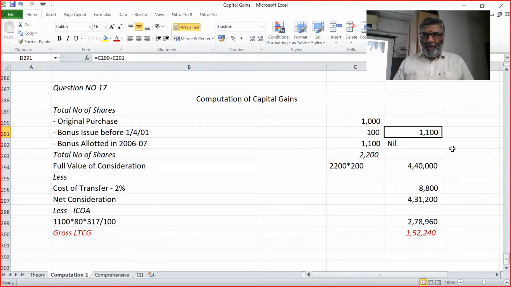Arun Jaitley, finance minister, when he took over, he said, "No more will I make any retrospective amendment." But I will try to keep it up, sir.